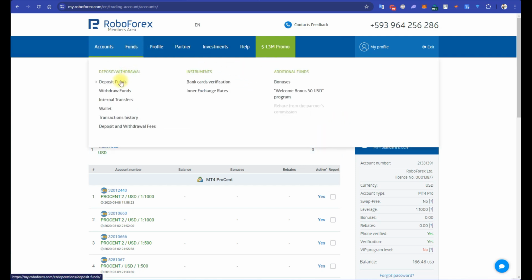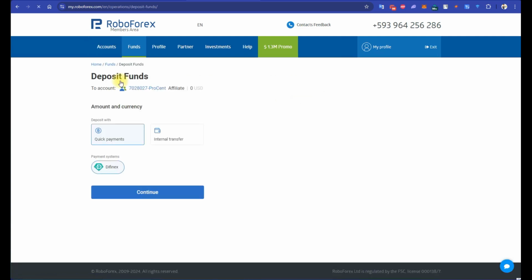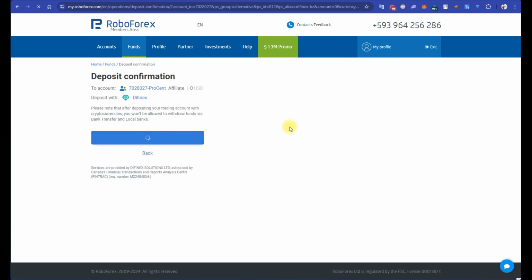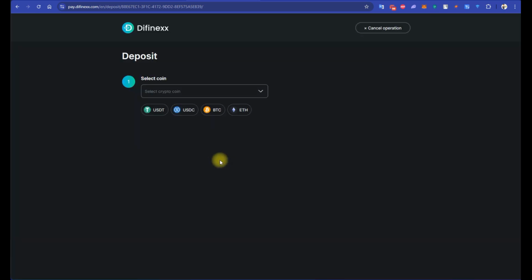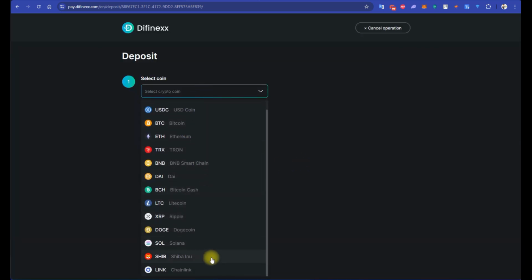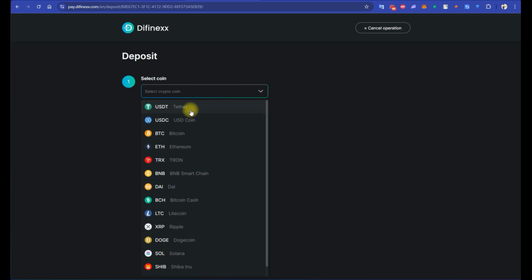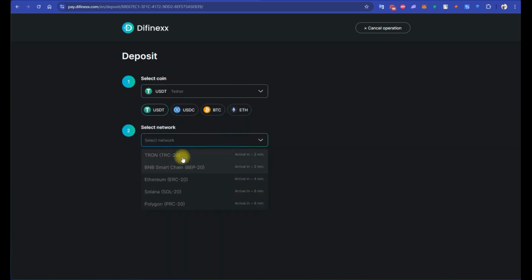Leverage. Set leverage to 1 to 500 for maximum trading potential. Account funding. You can even replenish your balance using cryptocurrency. Copy trading. When subscribing, enable copy mode with a proportional copy coefficient of 1.0 to mirror trades effectively.